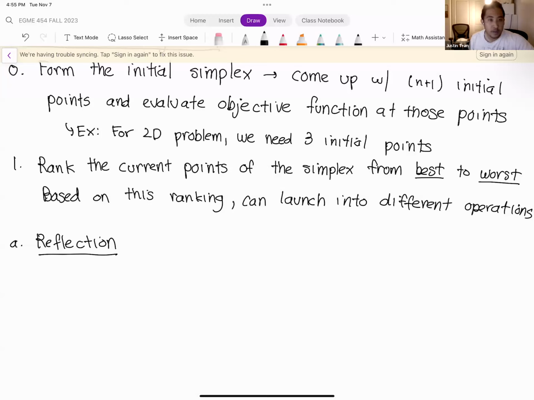The idea with reflection is that we are going to pick the worst simplex point, the simplex point with the worst objective function value, and kick it out. Just like in our linear programming simplex method, we found the worst design variable and kicked it out. That's going to lead to the biggest improvement of our objective function, or at least that's what we hope.